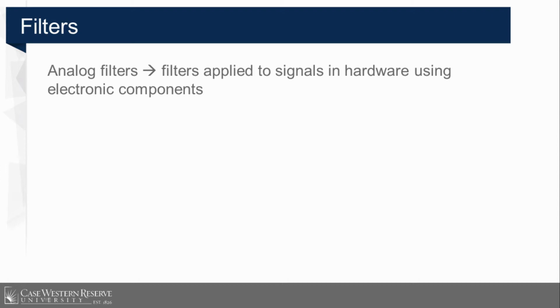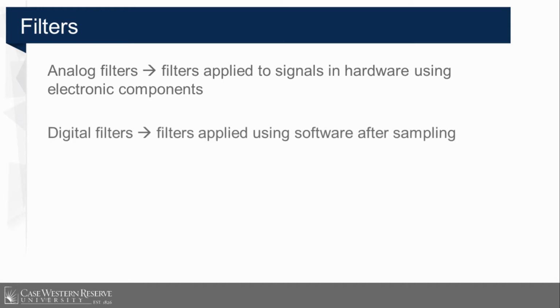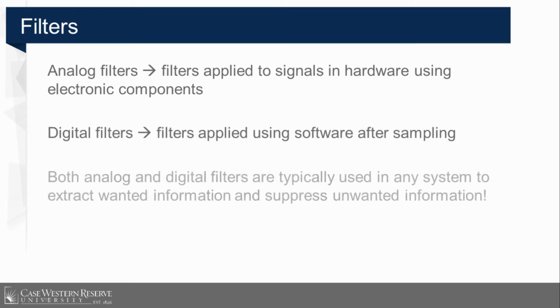These are filters that are applied to our continuous time signals in hardware using electronic components. However, we may also want to apply a filter to our signal after we've sampled it, and these filters are known as digital filters. So an overall system is generally made up of both analog filters and digital filters. They're typically both used in conjunction with one another in order to perform different types of filtering of our signals. However, the goal of both kinds of filters is the same. We want to extract desired information and suppress any unwanted information.